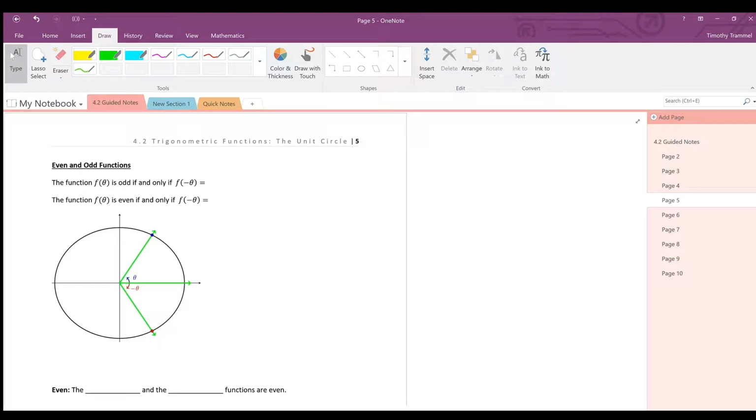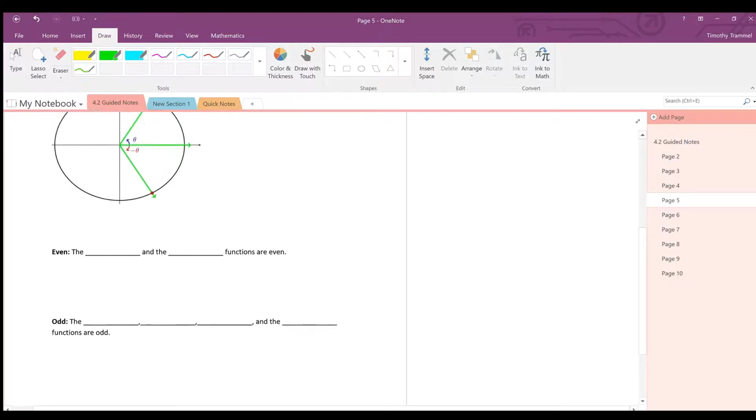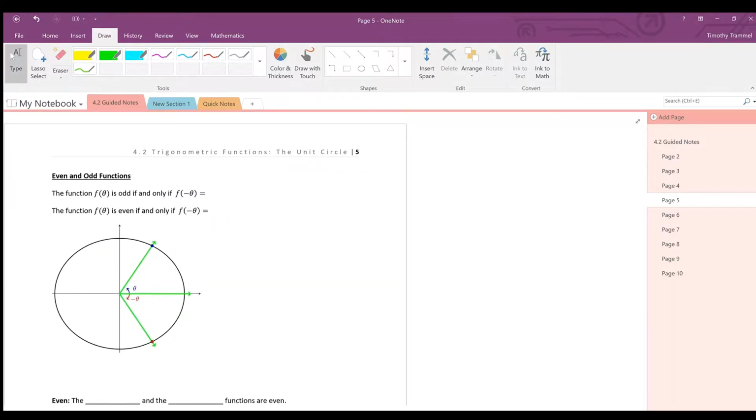All right, let's go ahead and start what we have here on this page. So we're now going to look at even and odd functions. Okay, and so some of you might remember even and odd functions in a slightly different context than we're going to talk about them right now.